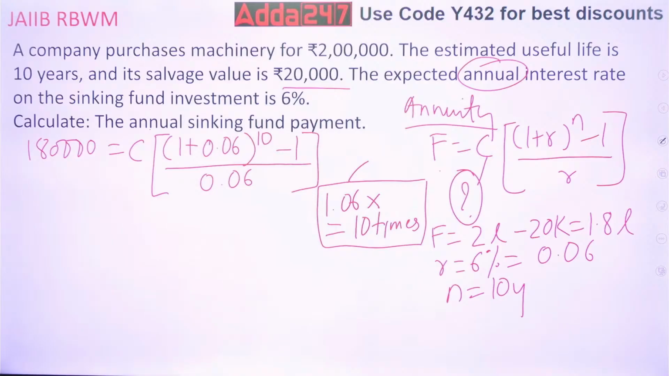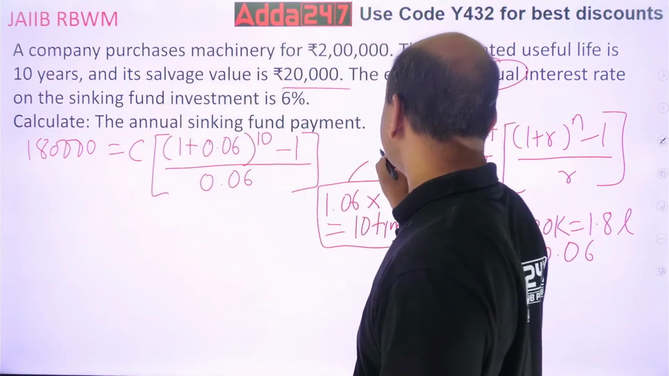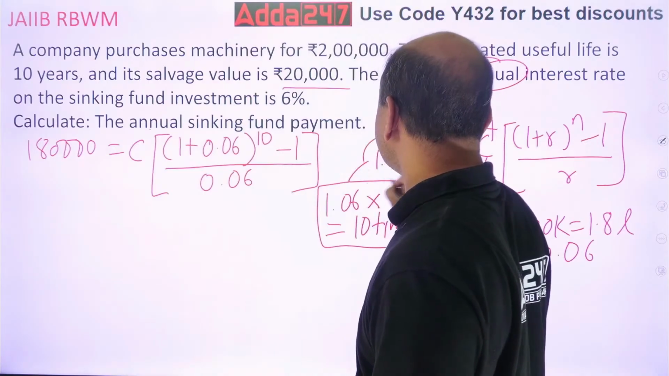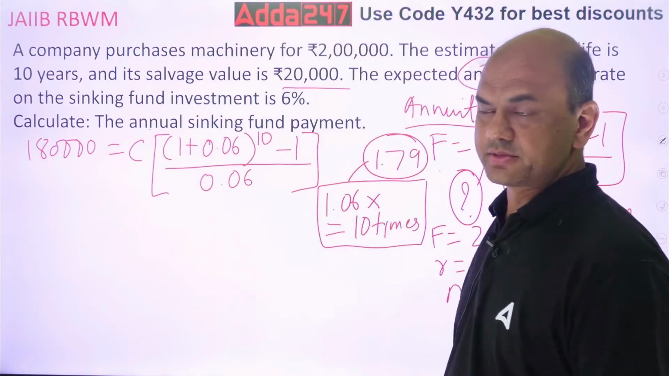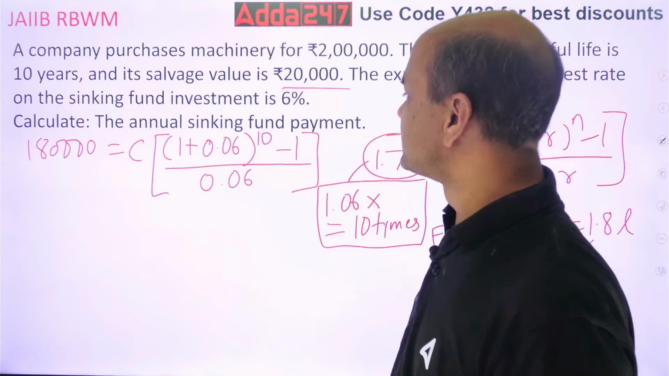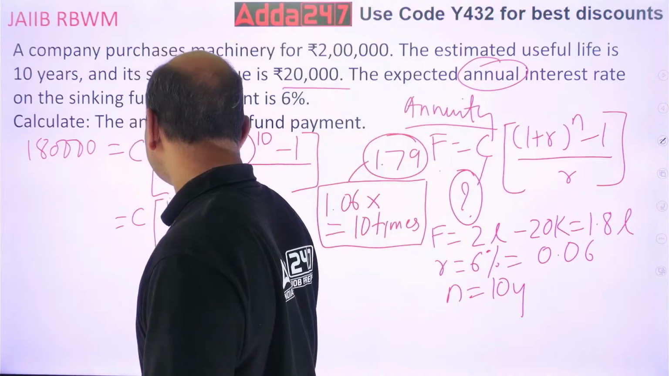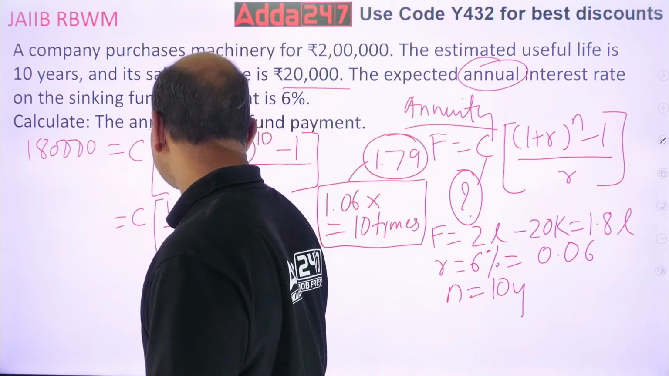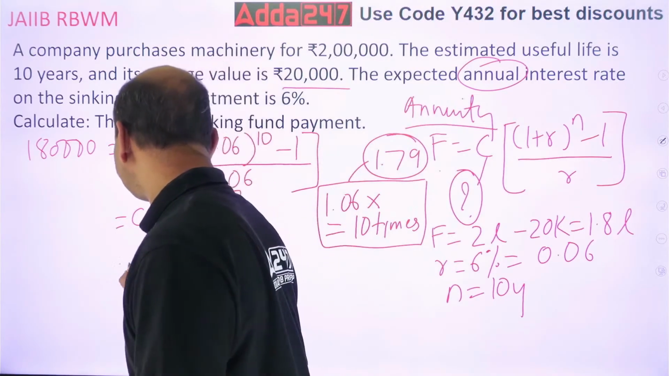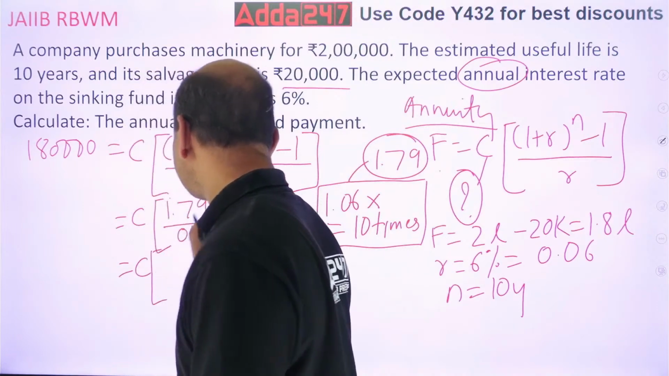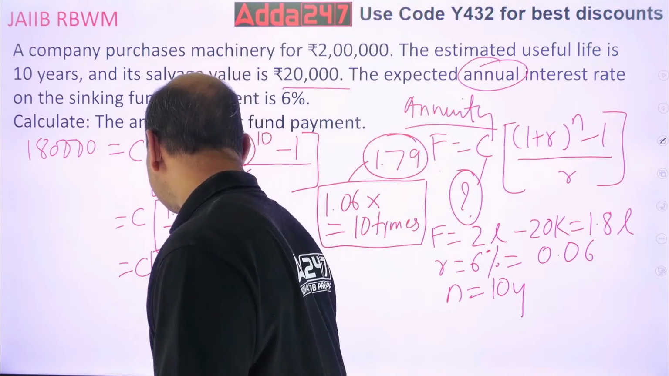What is the answer? 1.79, I am getting it. Everyone check this. Now use this. So C into (1.79 minus 1) divided by 0.06. So that is equal to C into 0.79 upon 0.06.